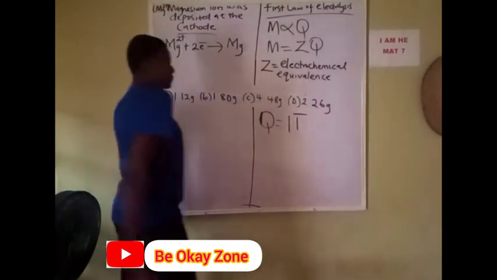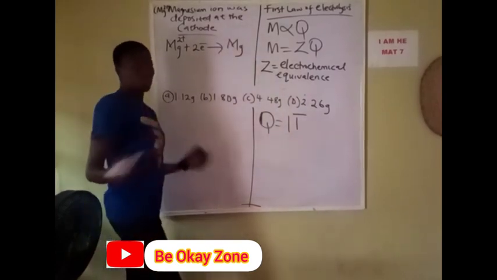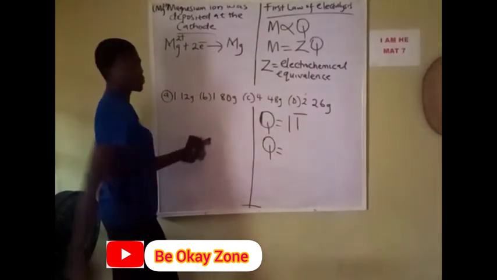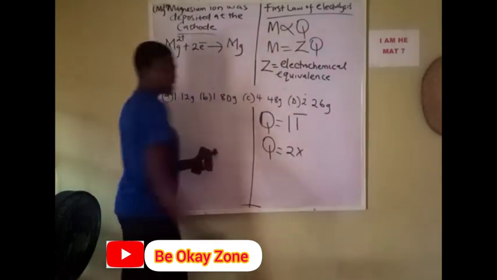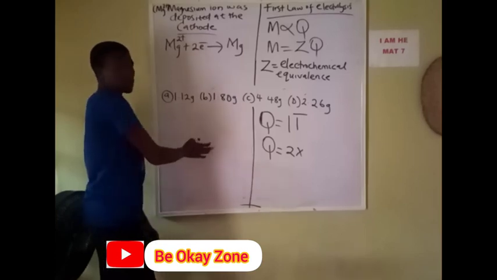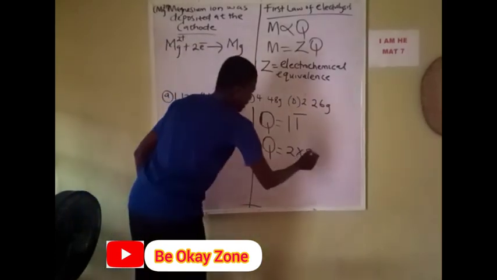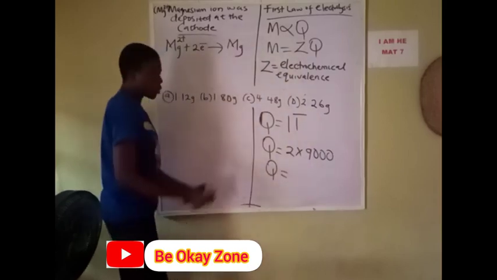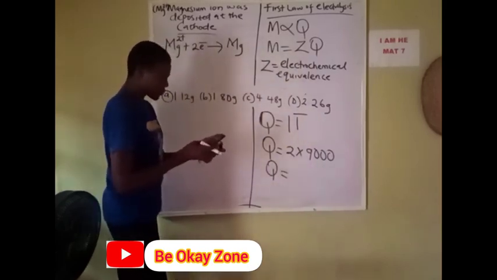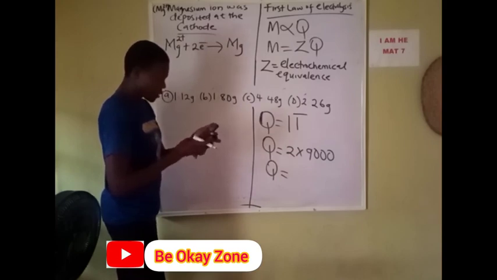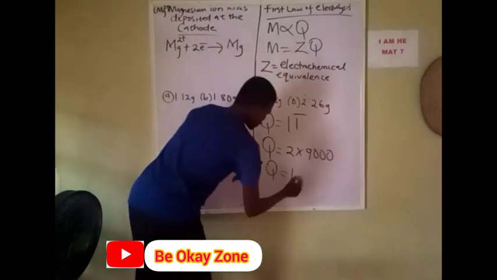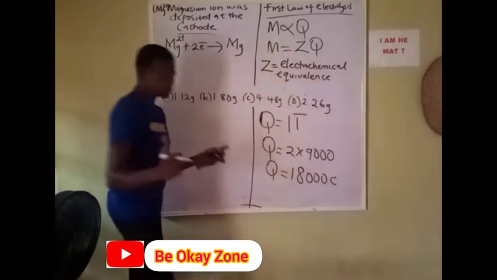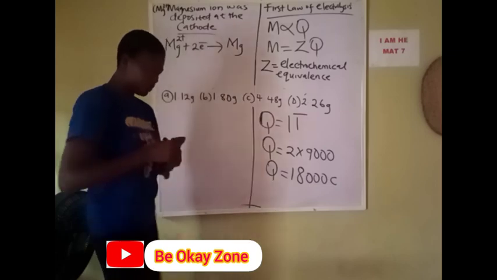We know that Q, the quantity of electricity or charge, is equal to IT. We're not given the charge that was passed through. So Q is equal to the current, which is given as 2 amperes, times the time. When we converted from hours and minutes to seconds, we got 9,000 seconds. So Q is 2 times 9,000, which gives us 18,000 coulombs. Take note, it's in coulombs.